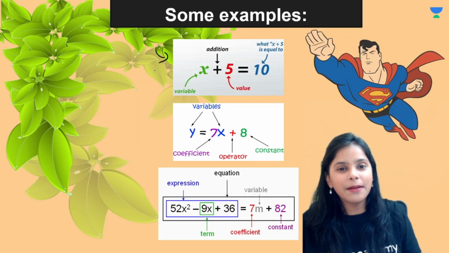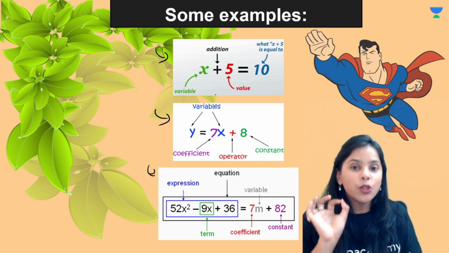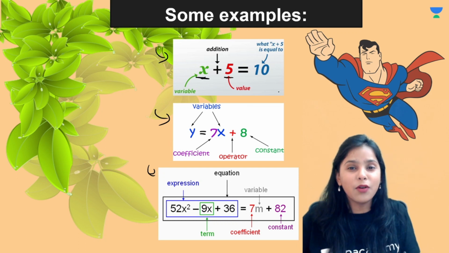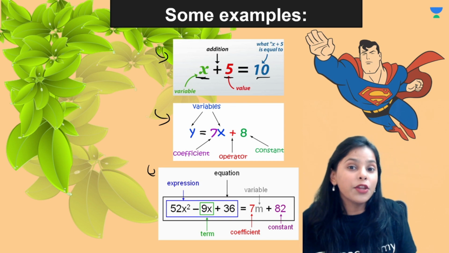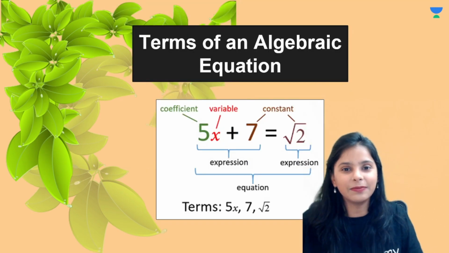Here are some examples for you all so that you can be very clear with this. So x plus 5 is equal to 10. Here x is the variable, 5 is a constant, and this 10 is the value of x plus 5. You can say this whole thing is an algebraic equation.